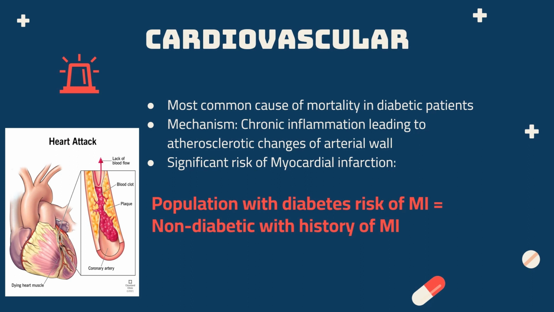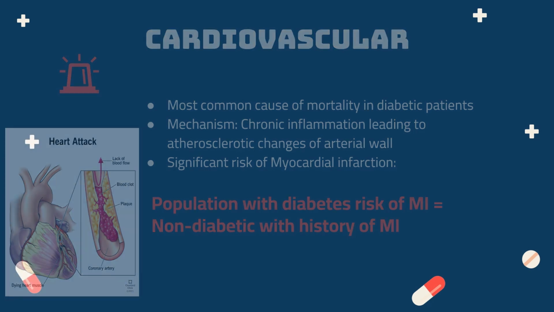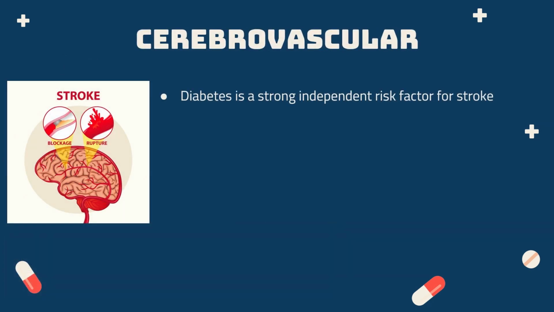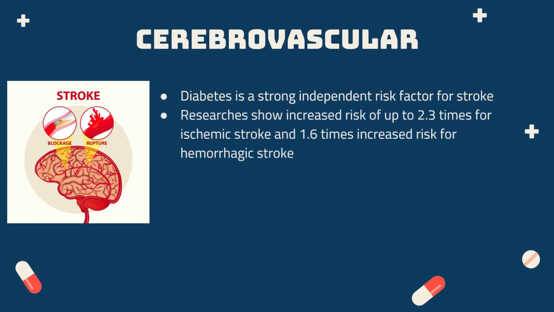Much research has shown the significant increase of myocardial infarction in diabetic patients, and it is said to be as high as in people who have a history of a heart attack. One of the concerning cerebrovascular complications of diabetes is stroke, as diabetes increases the risk of ischemic stroke up to 2.3 times and hemorrhagic stroke by 1.6 times.